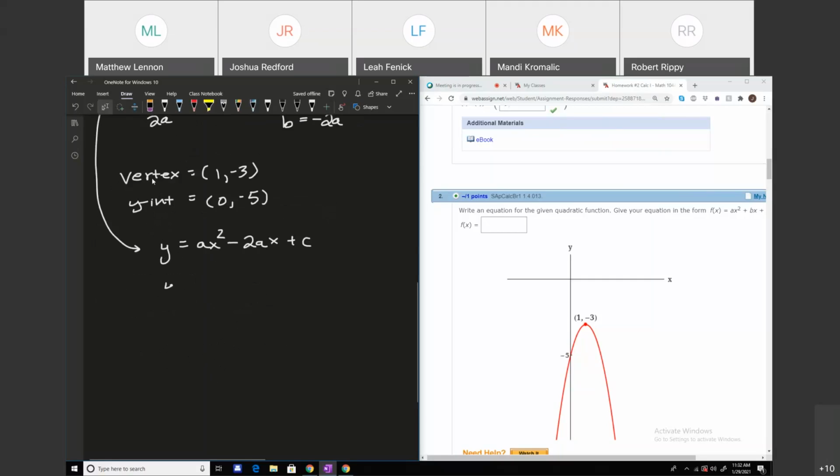So if we plug in -5 for y, these first 2 terms are 0, so we'll have 0 minus 0 plus c. So we know -5 is equal to c. So that tells us our equation really looks like y equals ax squared minus 2ax minus 5. Yes? So this was plug in y-int.